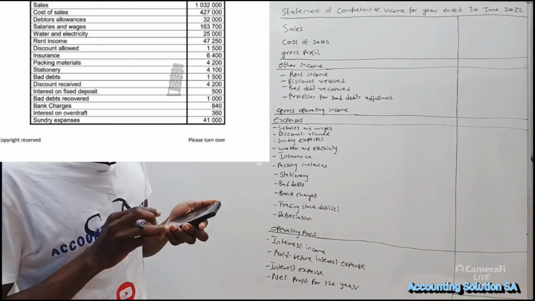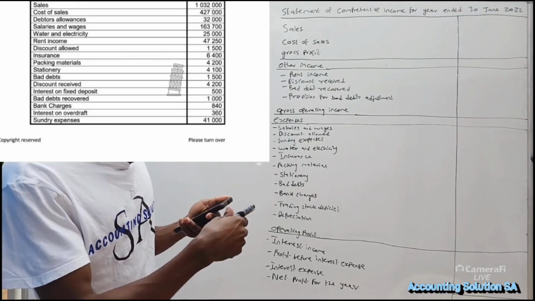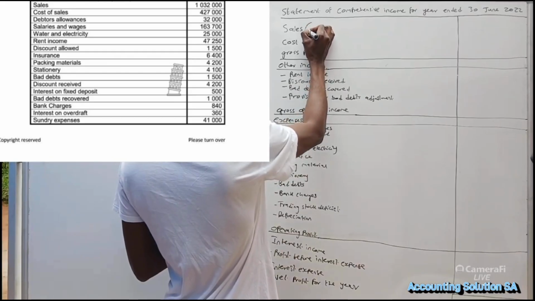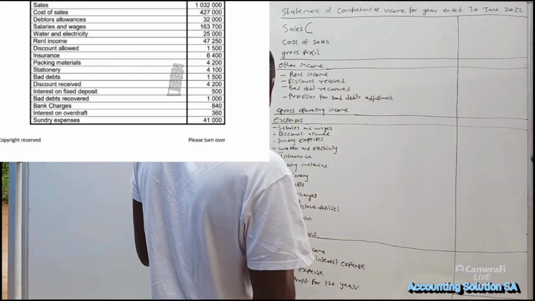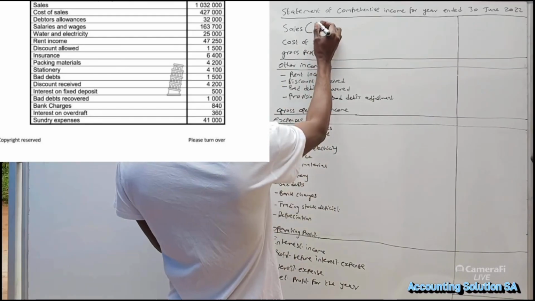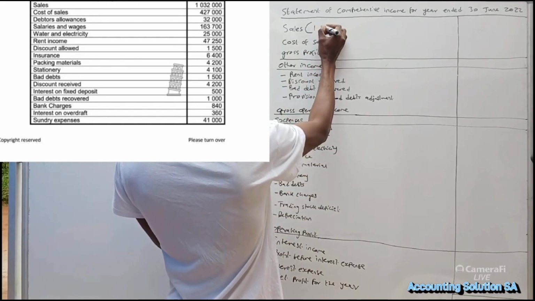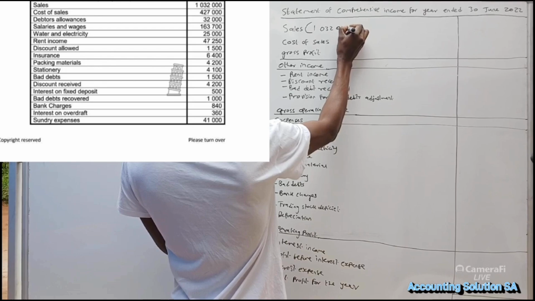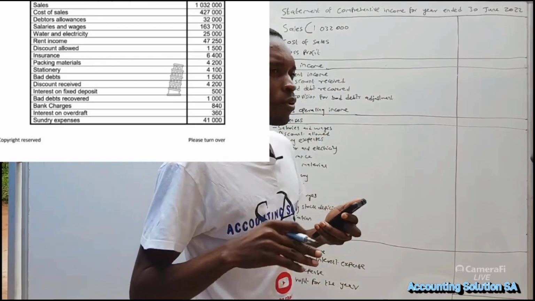If you check on the trial balance, we have a sales amount of 1,032,000, which means that we have to open a bracket first, guys. We don't just write it as a final amount, because we don't know if we have any transaction that is going to affect our sales. So it's an amount of 1,032,000.